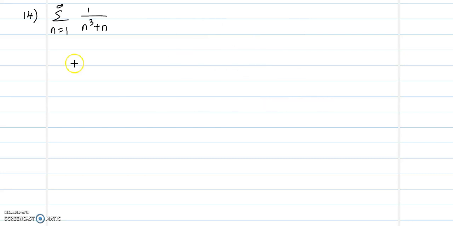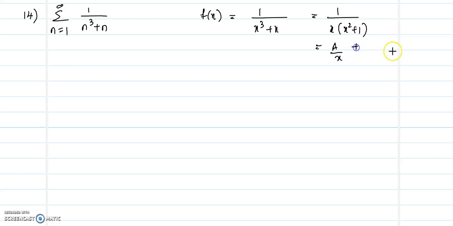Next one we have summation n equal to 1 to infinity 1 by n cube plus n. So f of x will be 1 by x cube plus x. So that will be 1 by x into x square plus 1. So this will be equal to a by x plus, now x square plus 1 is irreducible, so we'll get bx plus c by x square plus 1. So 1 by x cube plus x is equal to this.